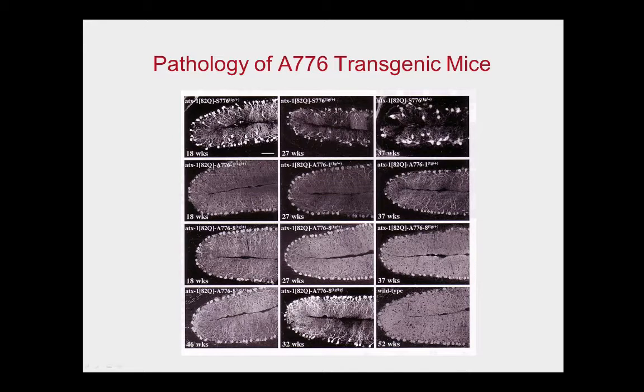At 18 weeks, you can see there's already considerable Purkinje cell degeneration. At 27 weeks, even worse, and at 37 weeks, even worse. But in these animals where they substituted the alanine for the serine, you can see that the Purkinje cells are much more robust. There's probably some pathology that occurs over time, but it's much, much slower, even though they're expressed at equal levels.